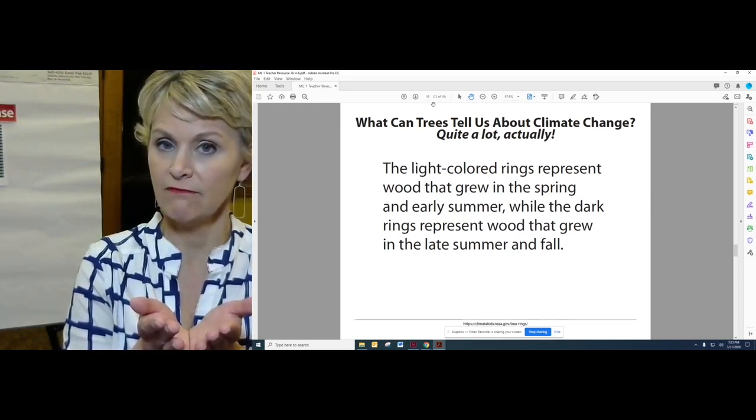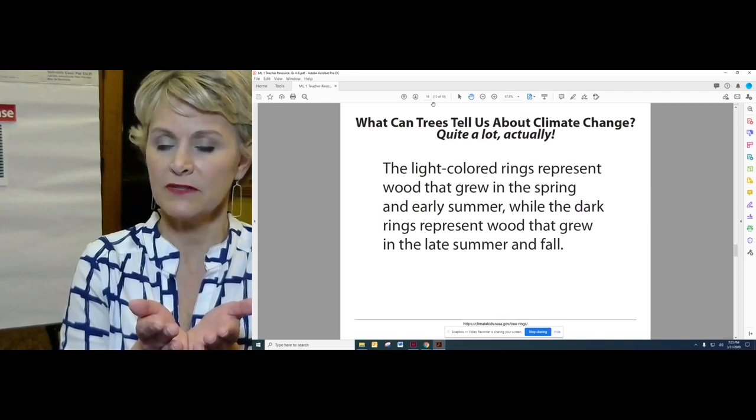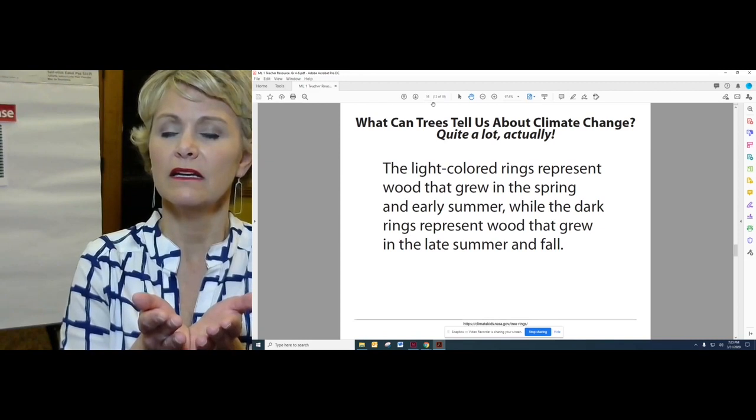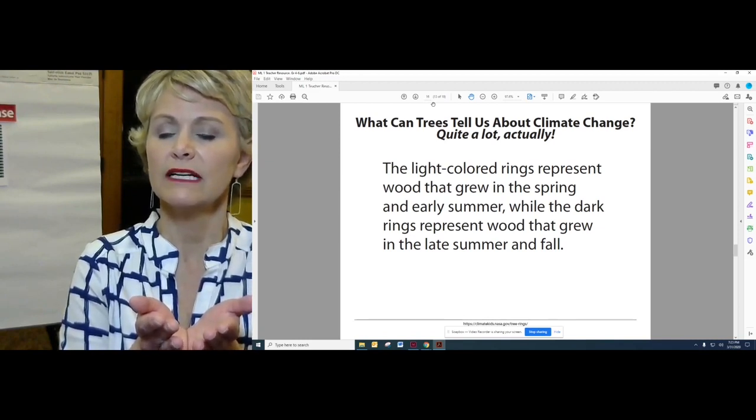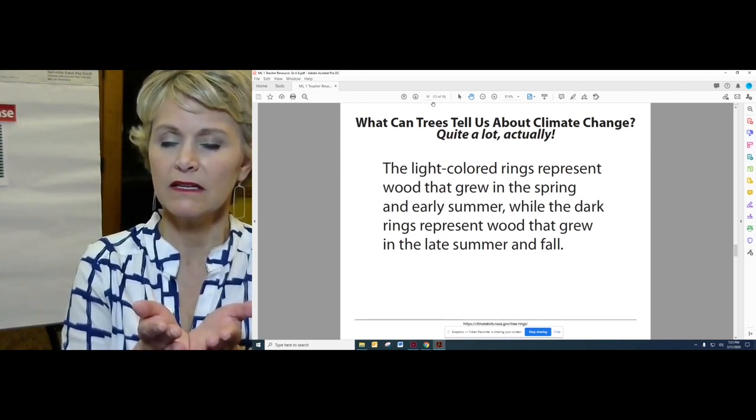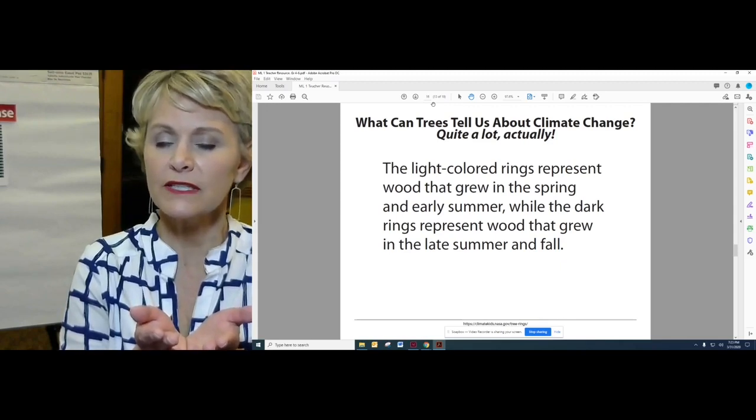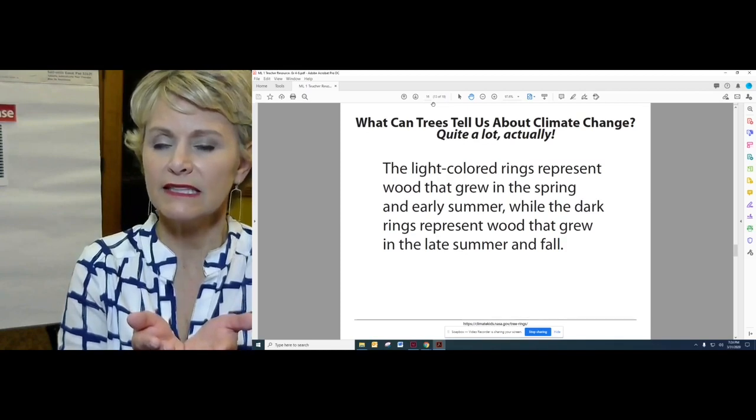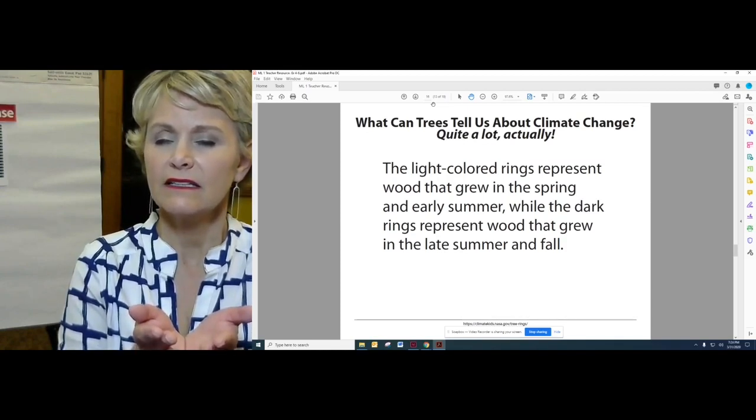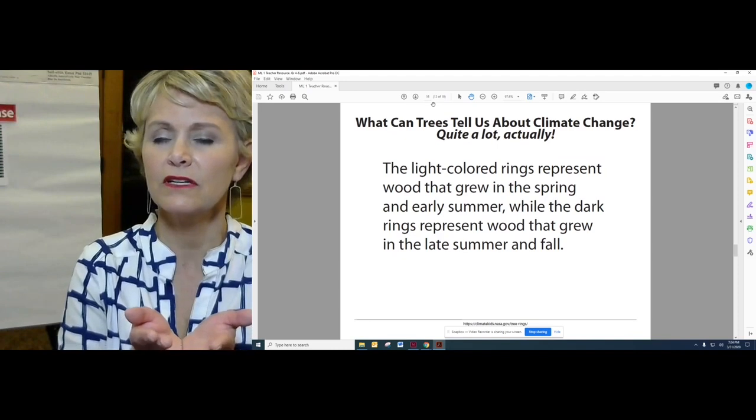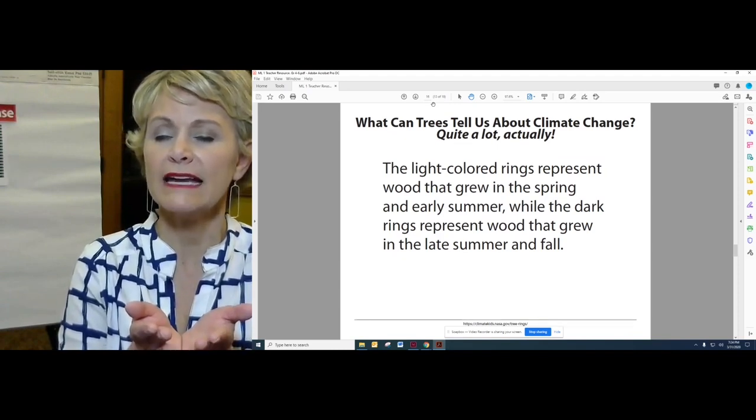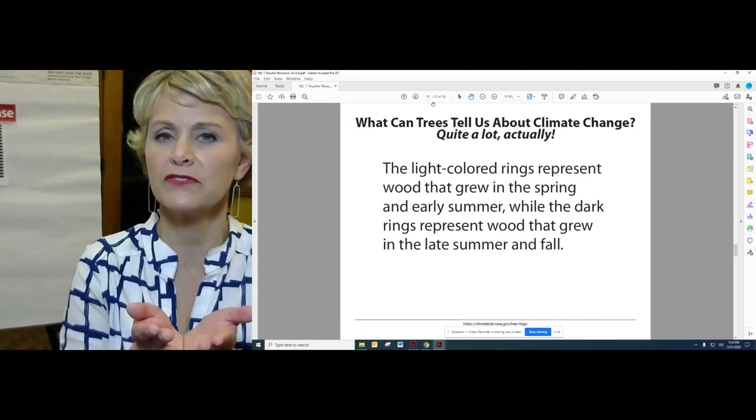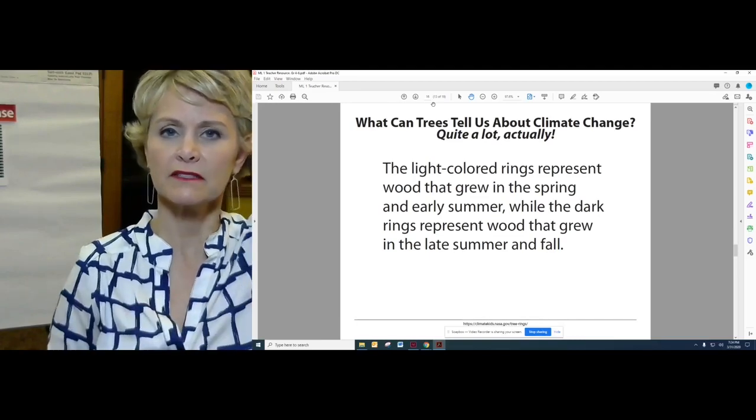Close your eyes. Picture the light rings and picture them growing bigger and bigger in the spring and early summer. The summer's getting late, it's getting closer to school and fall, and now the dark rings are starting to grow. Open your eyes. Remove the text.